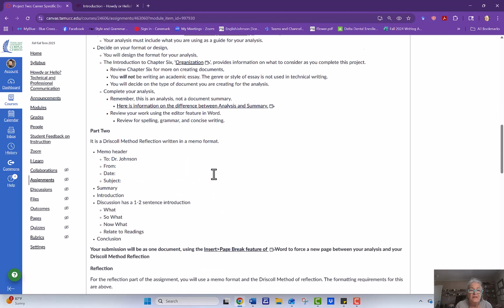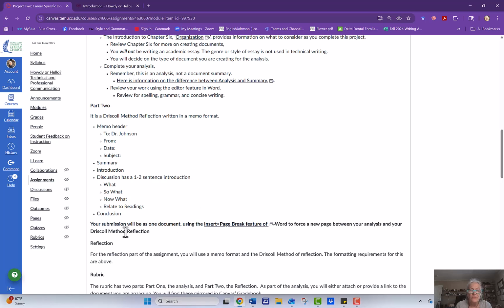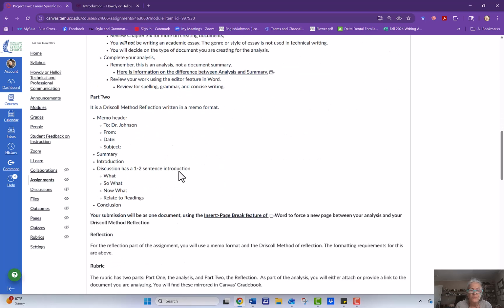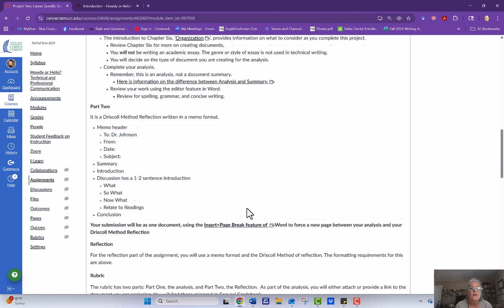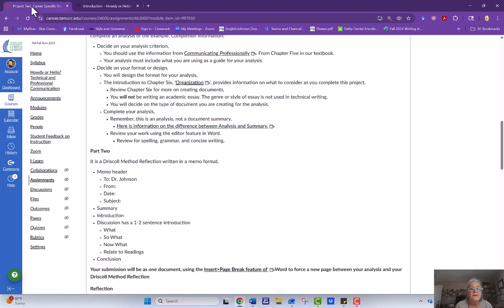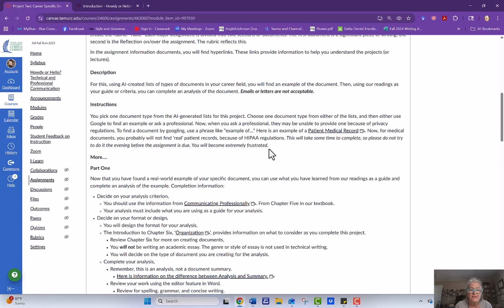And then again, this is the Driscoll method reflection. So you're going to have part 1 is your analysis. Part 2 is the Driscoll method reflection. Remember, between the two, you're going to use the insert page break feature. Okay? And then the rubric. And then this is going to give you some idea on how to organize stuff. For our final project, we're going to be looking at design. All right? So that's where we are with this.